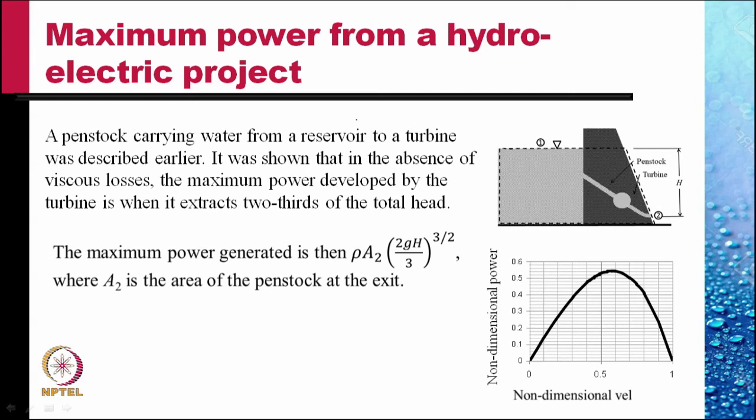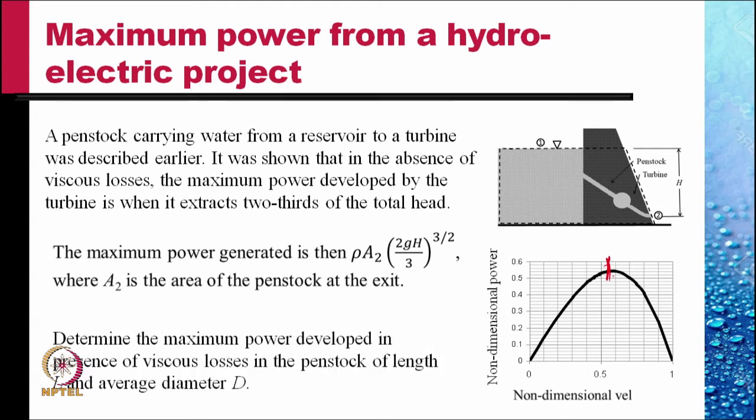The curve of non-dimensional velocity versus non-dimensional power was something like this. So we get a maximum power when 2/3 of the head was extracted and 1/3 of the head was left with the velocity. Now determine the maximum power developed in the presence of viscous losses in the penstock. Up till now, we have not taken the viscous losses in the penstock. The penstock is of length L and average diameter D.